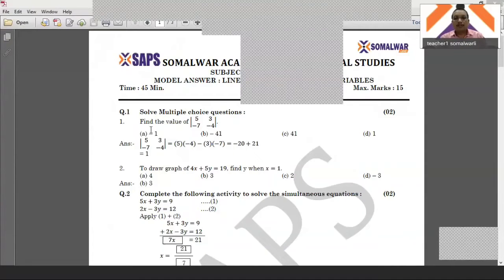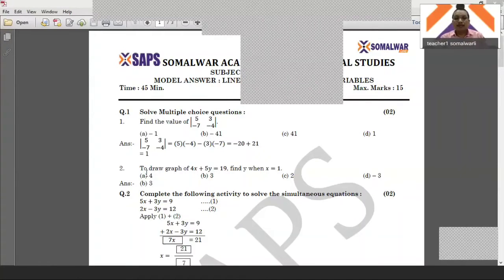The first question is, find the value of the determinant 5, minus 7, 3, minus 4. You know how to solve the determinant, cross multiply. 5 into minus 4 gives minus 20, and minus 7 into 3 gives minus 21, so minus minus is plus 21. So minus 20 plus 21 gives plus 1. So the correct option out of minus 1, minus 41, plus 1 is plus 1. So D is the correct option.